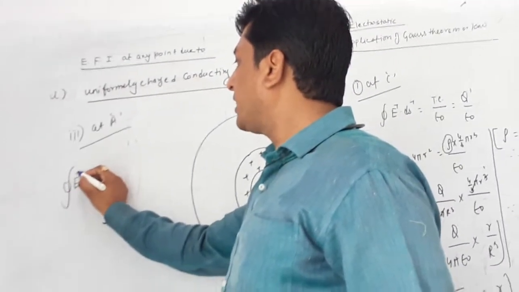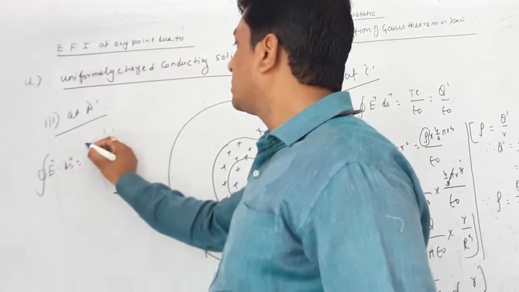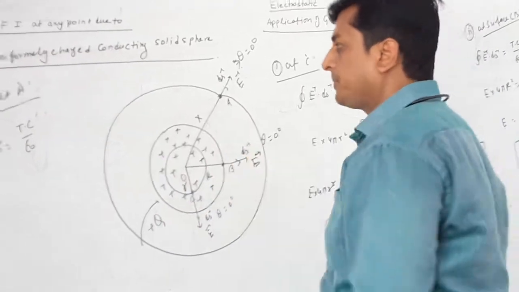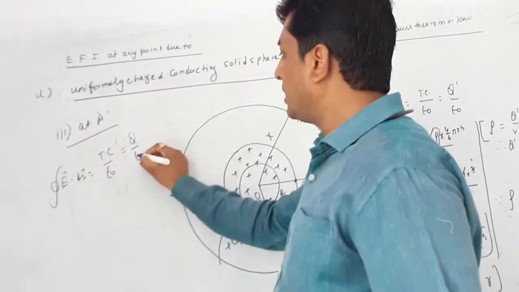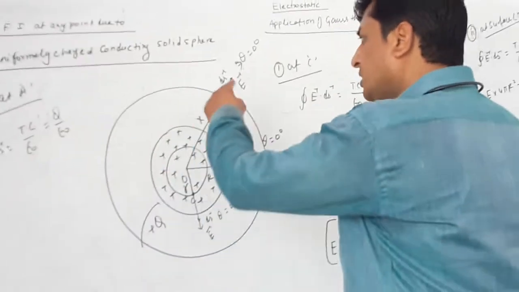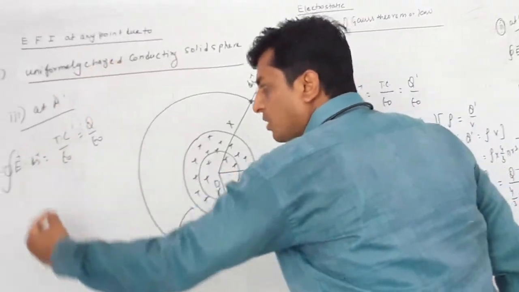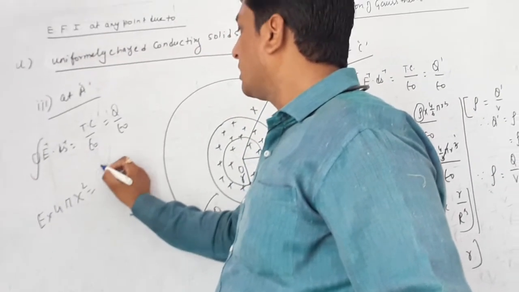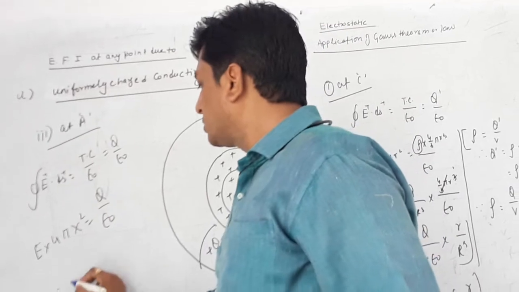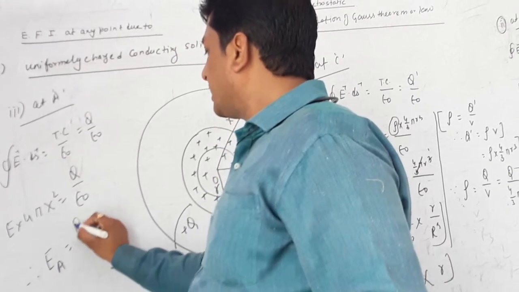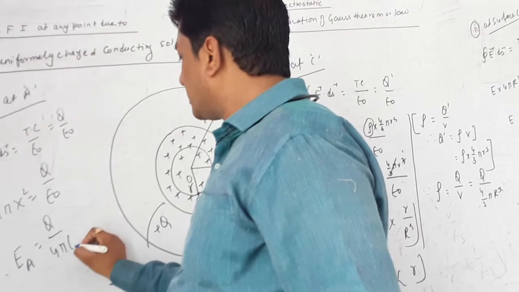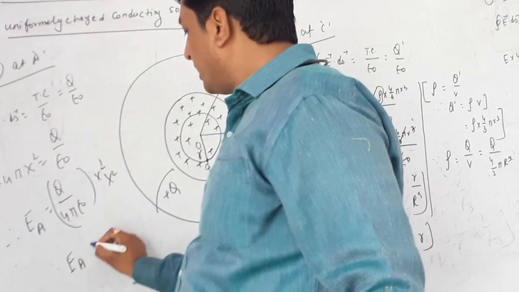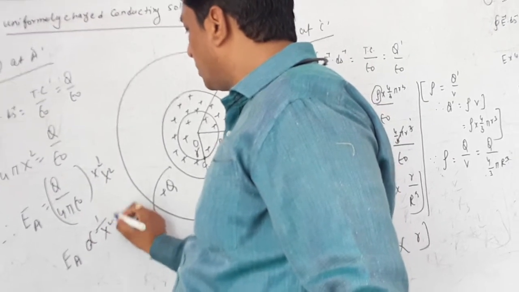Closed integral of vector E dot vector ds is total charge upon epsilon naught. This whole surface occupies this much charge only, that is why here also q upon epsilon naught. When you put the value of theta in this place and solve it, you will get E into 4 pi x square equals Q upon epsilon naught. So E at A is Q upon 4 pi epsilon naught into 1 by x square. Means intensity at A will be proportional to 1 upon x square.